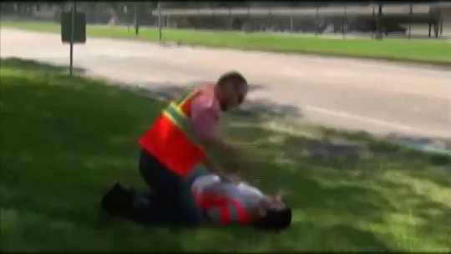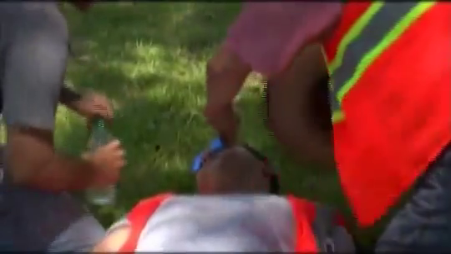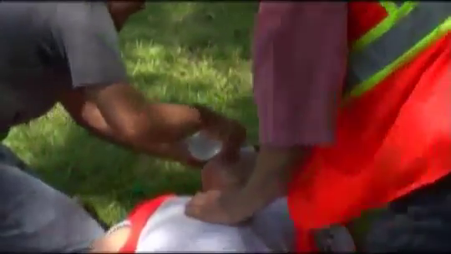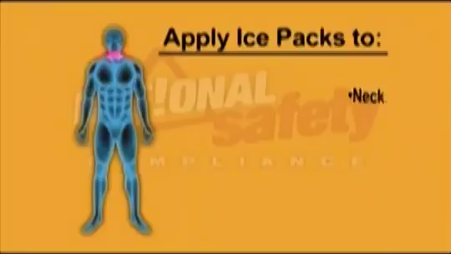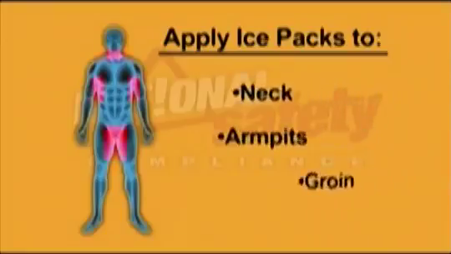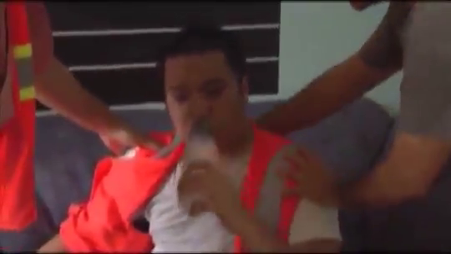Until medical help arrives, move the worker to a cool spot in the shade or an air-conditioned building and remove as much clothing as possible. Soak the victim with cool water from a garden hose or other source and fan the air around them. Apply ice packs to the neck, armpits, and groin area to assist the body in cooling down. Provide sips of cool water or other non-alcoholic beverage if the person is able to drink it.